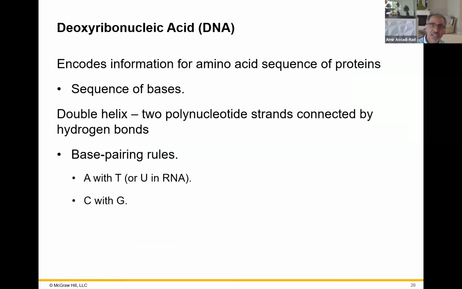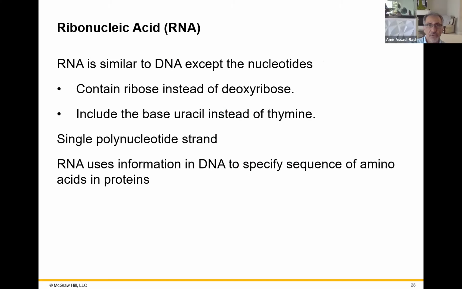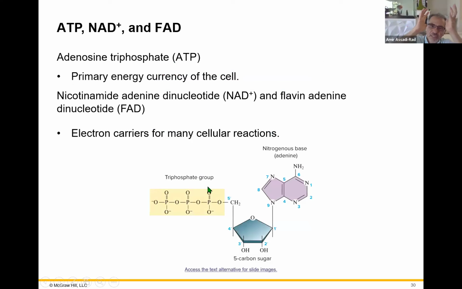So deoxyribose nucleic acid, DNA, encodes information for amino acids, yes. Double helix, yes. And A with T and C with G, as you can see it in DNA. You probably studied it before. RNA, ribonucleic acid, contains ribose instead of deoxyribose. Here they are. Another difference between DNA and RNA: DNA is double-stranded and RNA is single-stranded. Okay, so it would be nice for you to make a table for yourself to write down the differences between RNA and DNA.